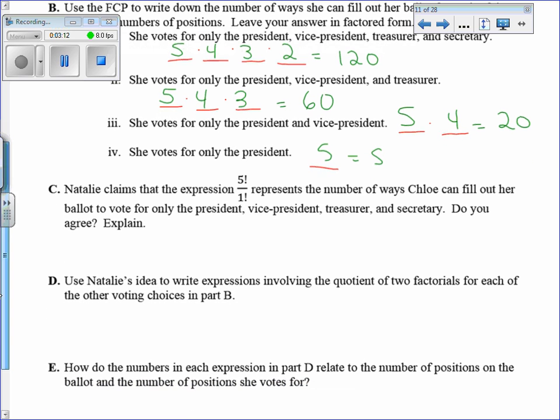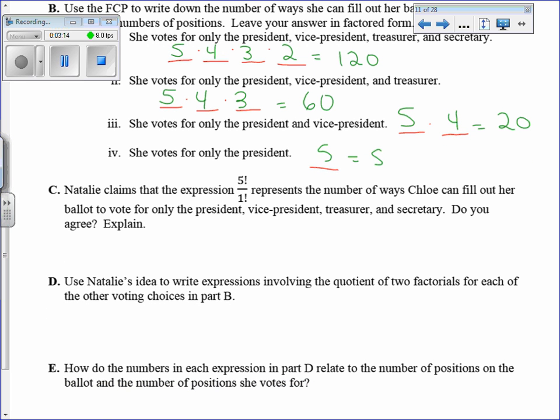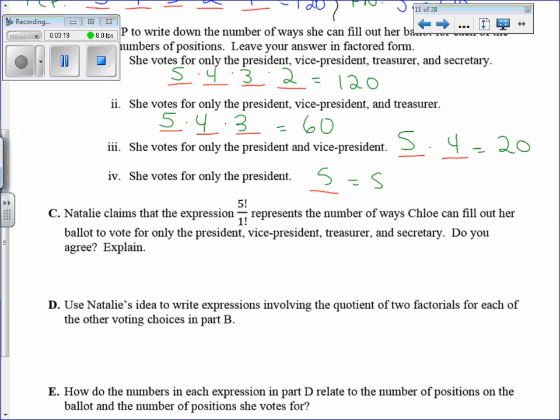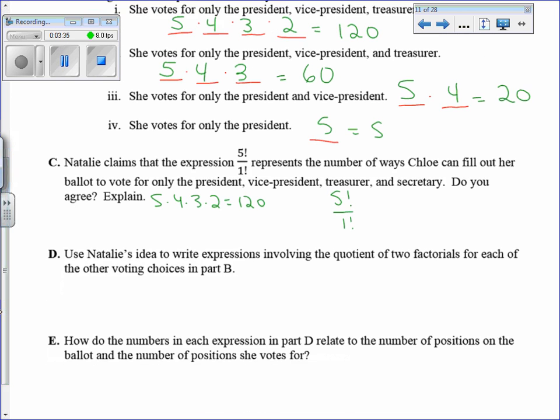Okay, Natalie claims that the expression 5 factorial divided by 1 factorial represents the number of ways Chloe can fill in her ballot to vote for only the president, vice president, treasurer, and secretary. So this one up here. She's saying that 5 times 4 times 3 times 2, which is 120, is the same as 5 factorial divided by 1 factorial. Now, without calculating that out, using some of the method that we used yesterday, right? 5 factorial is 5 times 4 times 3 times 2 times 1 factorial divided by 1 factorial, and those cancel out, okay, which ends up getting me the same as where I started.